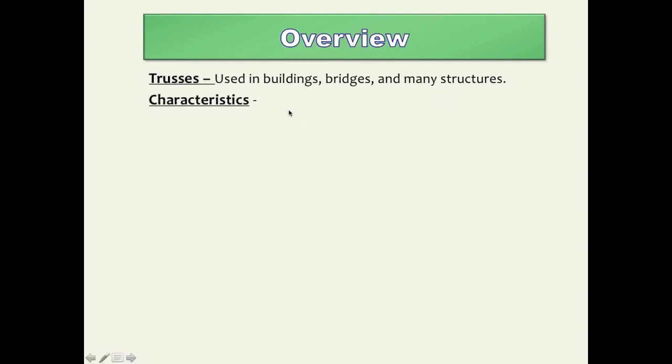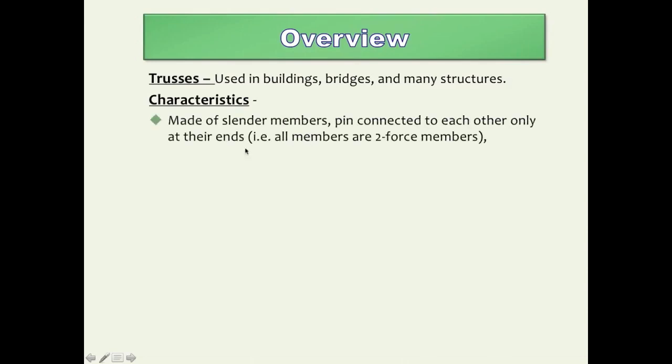What characterizes a truss structure, or how do we basically differentiate between a truss and other types of structures? The main characteristics of a truss structure are as follows. First of all, trusses are made of slender members that are all pin connected to each other, and they're only connected to each other at the ends.